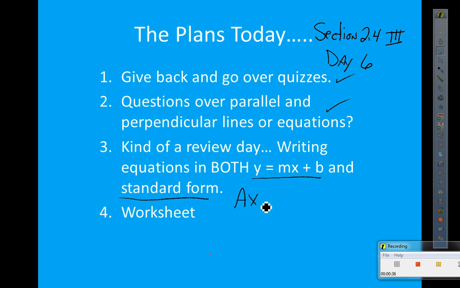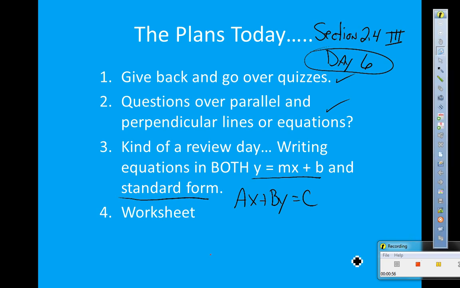Remember, standard form looks like this. AX plus BY equals C. No fractions, no decimals, X and Y on both sides. A's got to be positive. So you should have in front of you section 2-4, day 3, day 6 notes.